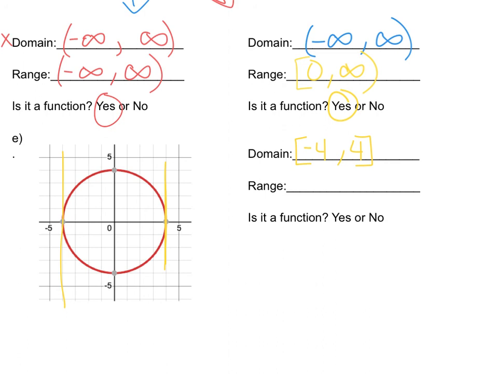Okay, the range, what's my lower bound for my range? Well, that looks like -4 as well, and it does hit it, so I'm going to put a bracket. And then my upper bound is +4. Is this a function? Yes, it is.